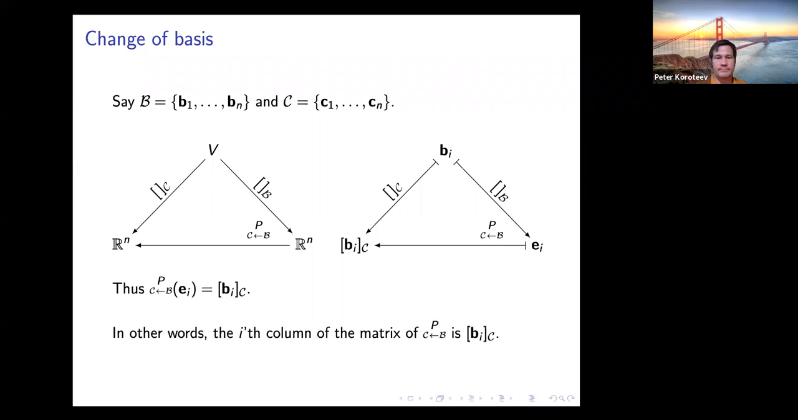Okay. And since we know what the matrix does, in other words, the ith column is what represents Ei in the matrix. This is the ith column of the matrix of this linear transformation P from B to C. It is the image of vector Bi under the second basis, which is Bi in C.